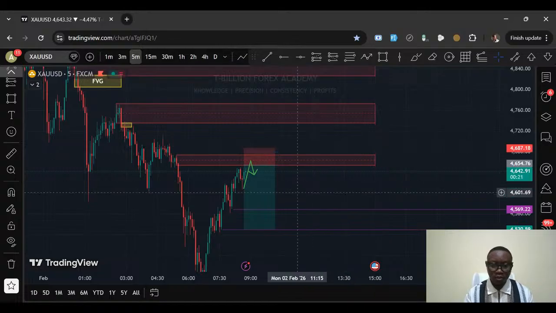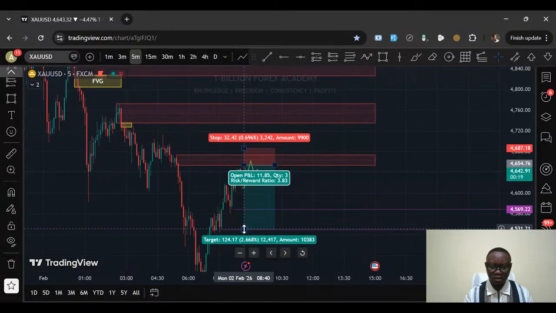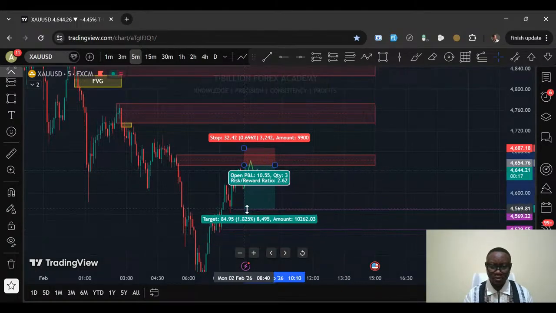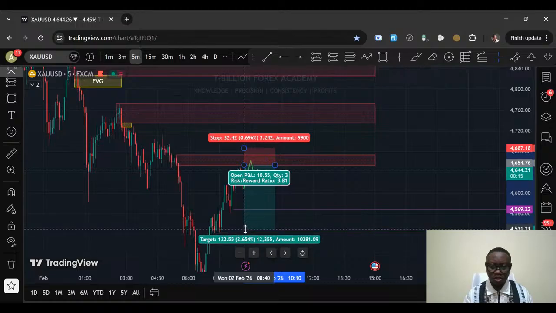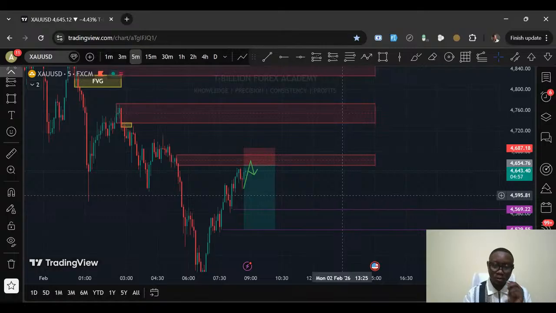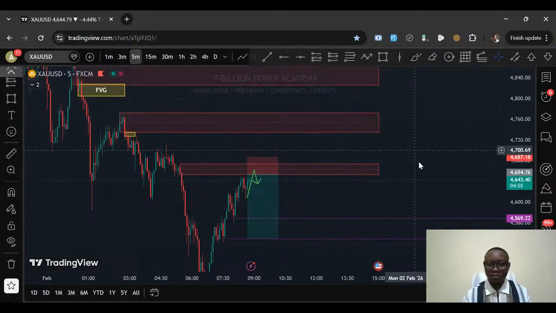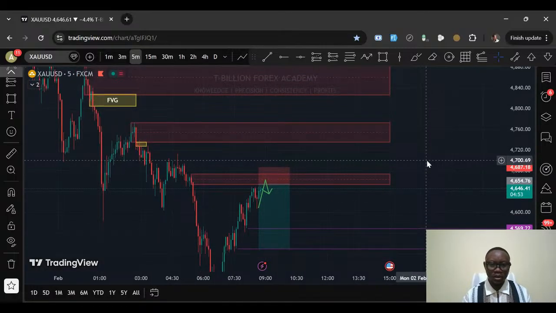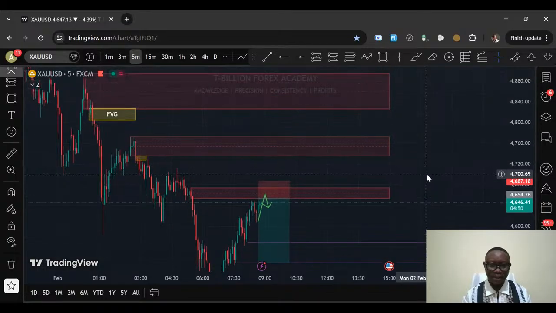I might even move my TP. I might be taking a full TP at this level, because today is Monday and I still expect price to push up a little more, even if the bearish trend is going to continue. Price would most likely push up even more before continuing on the bearish trend. Okay, so this is what I have here.